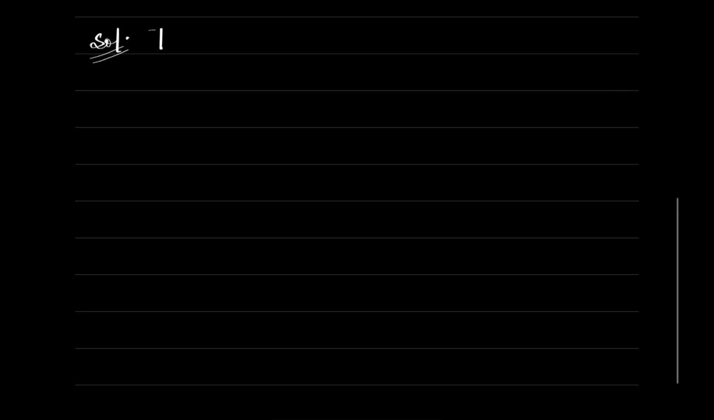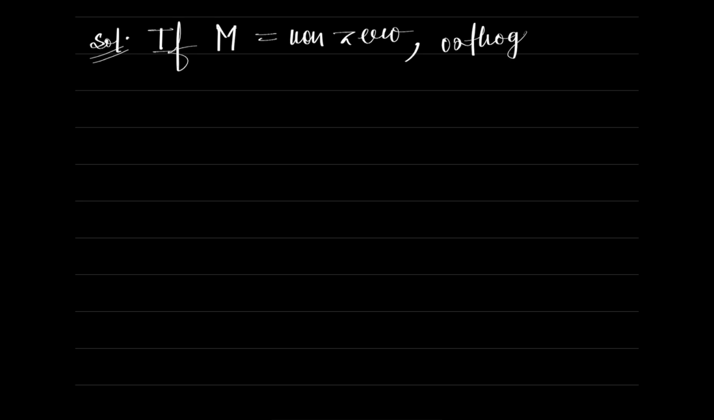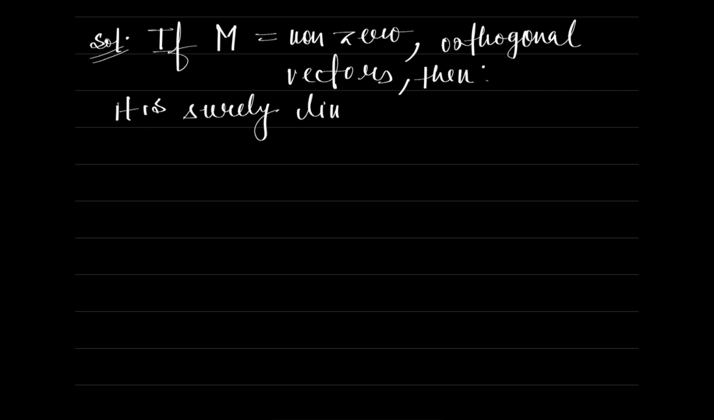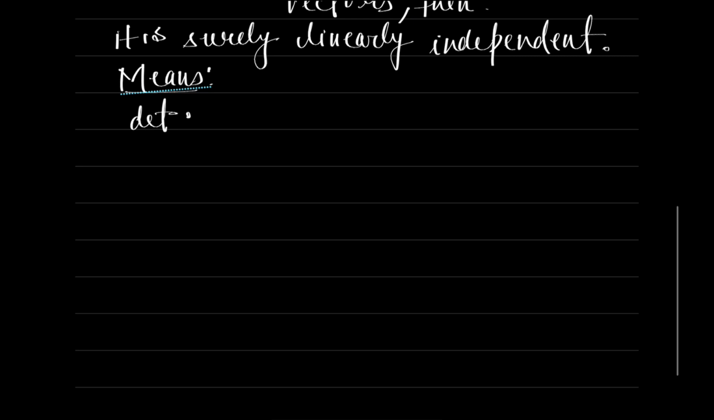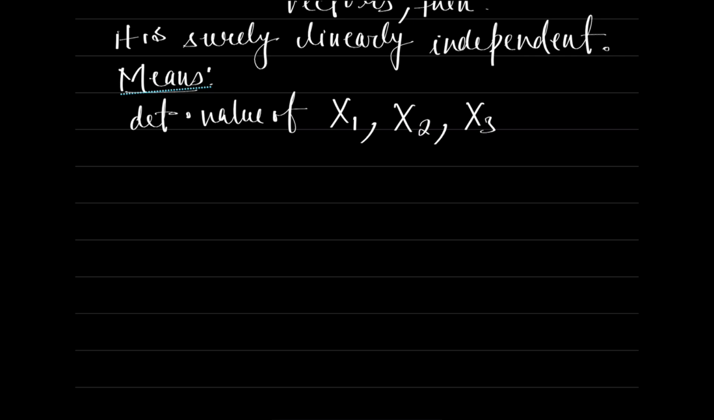So it is given that if m non-zero and orthogonal vectors, then it is surely linearly independent, which means the determinant value of x1, x2, x3 up to xm is non-zero.